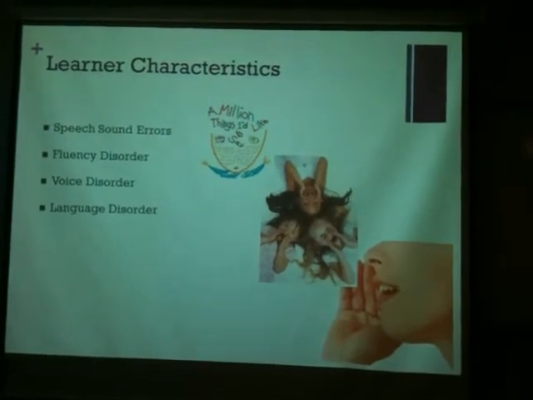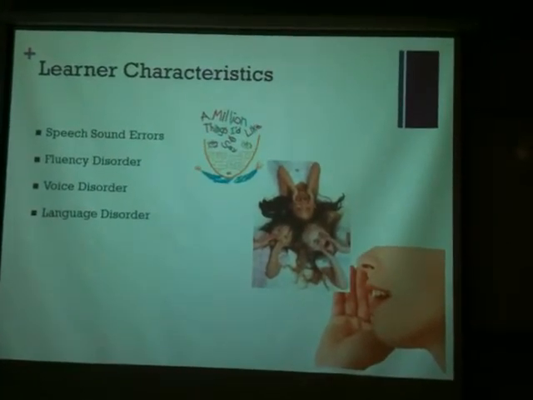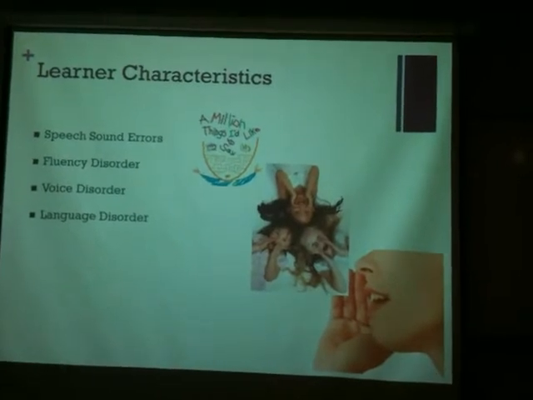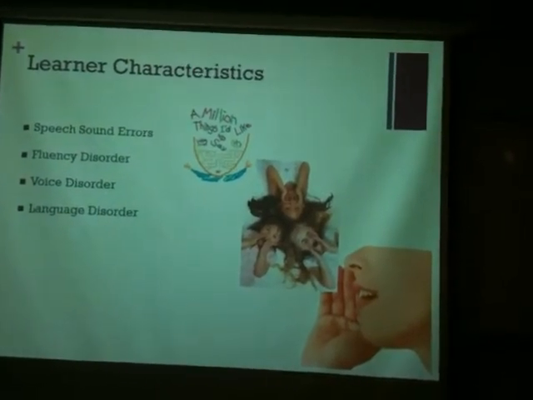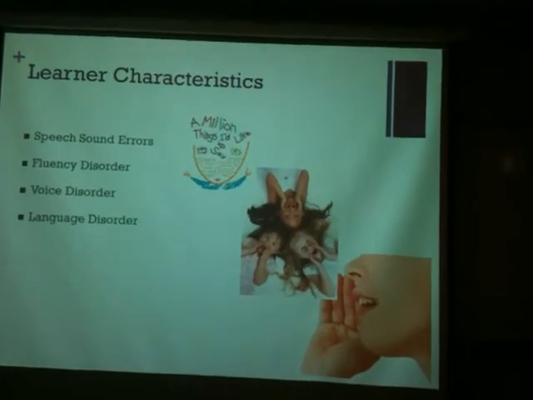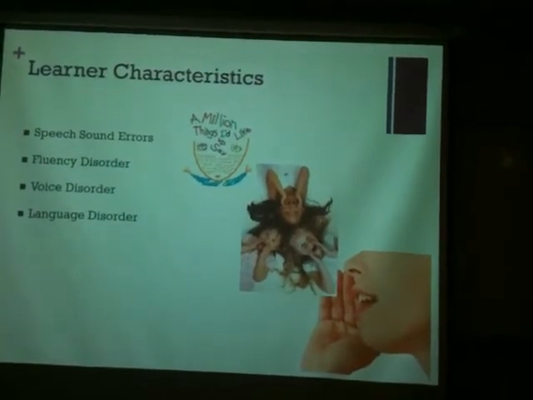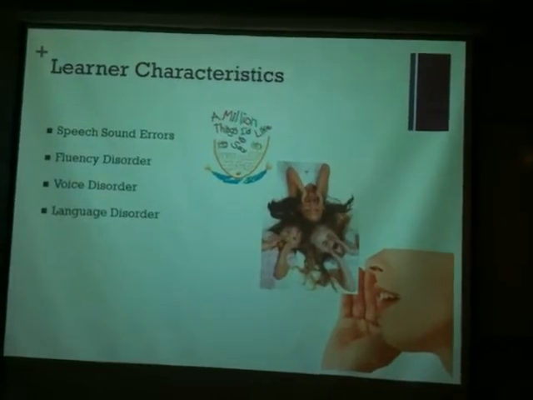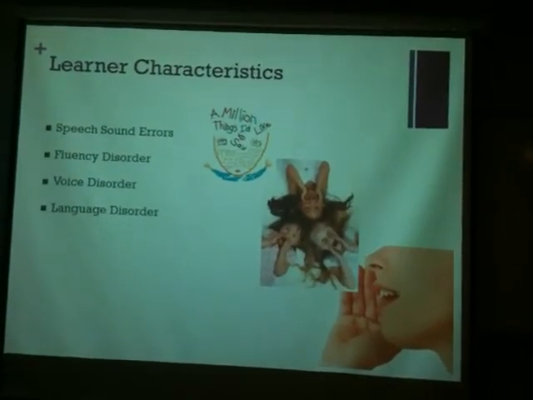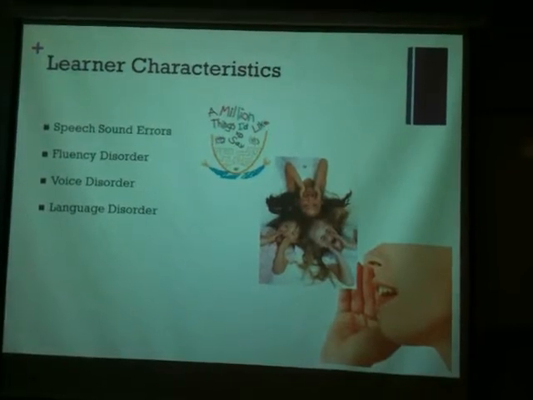A fluency disorder is either stuttering or cluttering. Stuttering is the audible repetition of a syllable or sound, or an inaudible block or pause. Cluttering is when the learner begins sticking and chunking words together. Fast talkers often suffer from this.